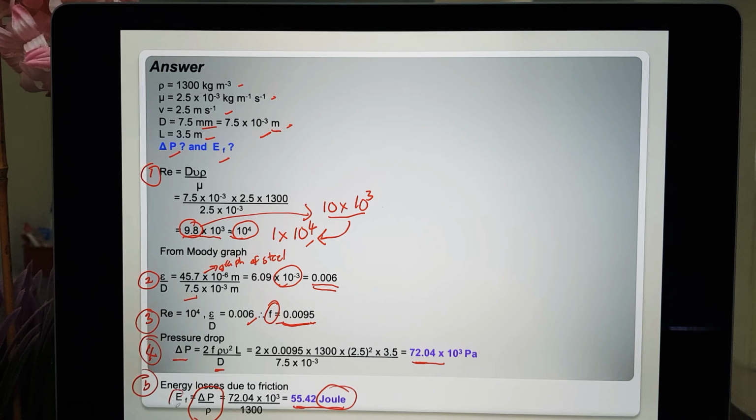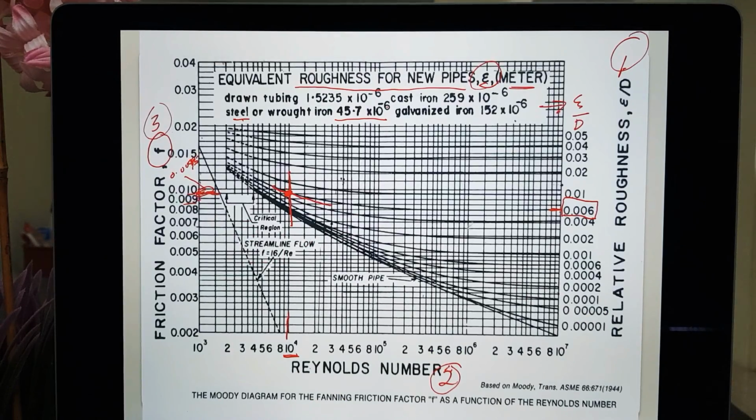Because when we are relating with energy, of course, it is related with joule or watt or BTU depending on the unit. For the pressure drop, since this is related to pressure, the unit is Pascal. Again, this particular problem statement will give you around 10 marks. So please get the steps correct, and please get to know how to use the Moody diagram correctly as well.